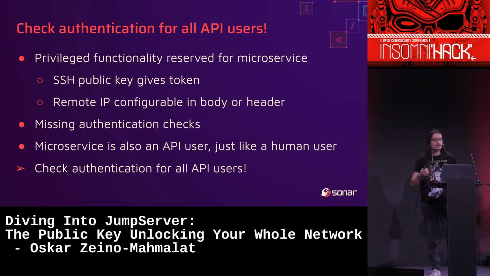But there were no authentication checks to check if it is really coming from them or from an attacker from the outside. And so what you should really remember here is that not only the humans on the outside are users of your API, where you have to check authentication, but also the microservice itself in your microservice architecture.